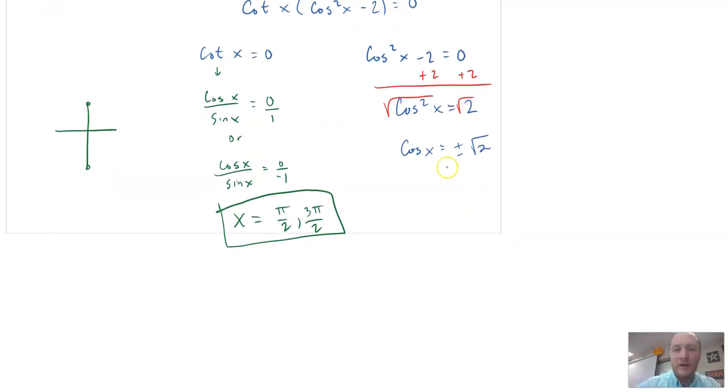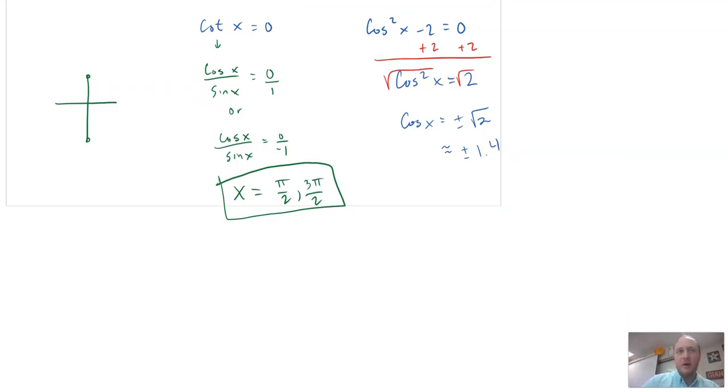Okay, and at this point, what I hope you notice is that square root of 2, this is approximately 1.4. Okay, and you need to remember, right, that the range for cosine and sine for that matter, right, is -1 to 1. So what do I do with this answer? Well, we kind of throw it out, right? It is invalid. So extraneous, if you will, right? So here are our solutions, okay?